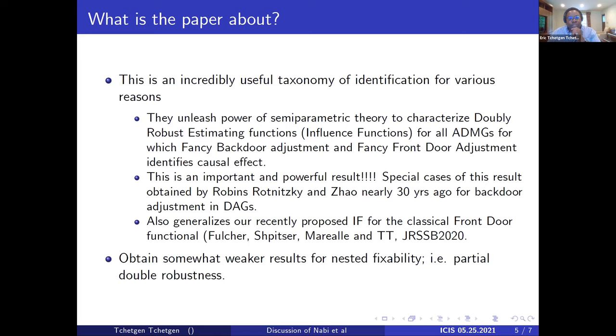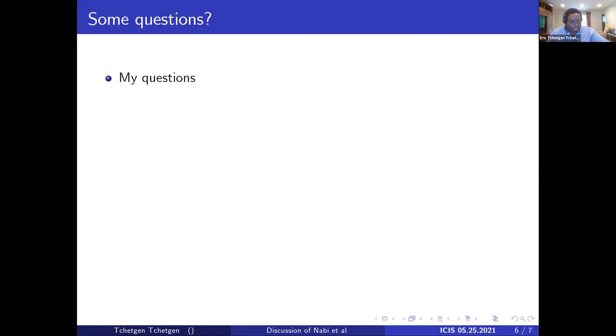And then there's a third contribution where they obtain a somewhat weaker result for nested fixability, where it's sometimes identified, sometimes unidentified. In fact, they obtain what they refer to as a partial double robustness property, which I'm not going to get into. So in closing, I want to make sure that Razieh has some time to answer these questions. I have a series of questions that I would like to ask the speaker.